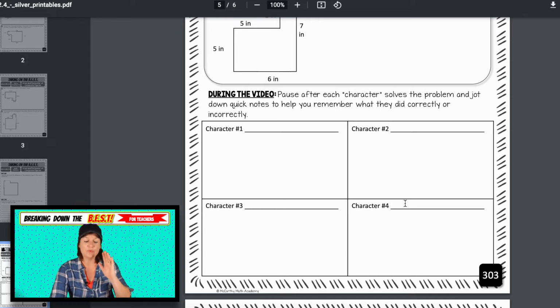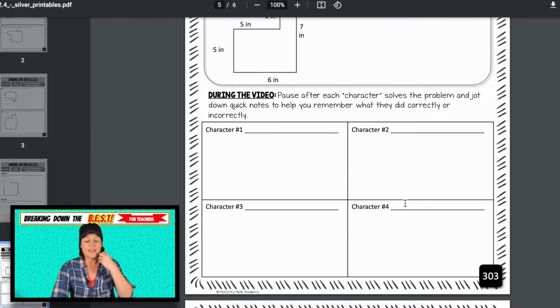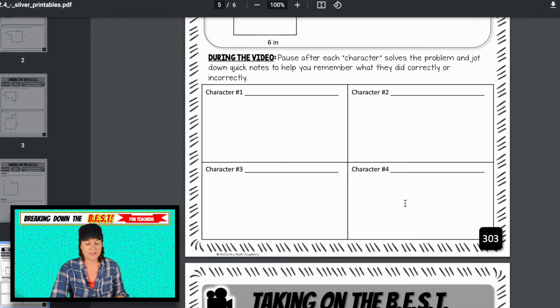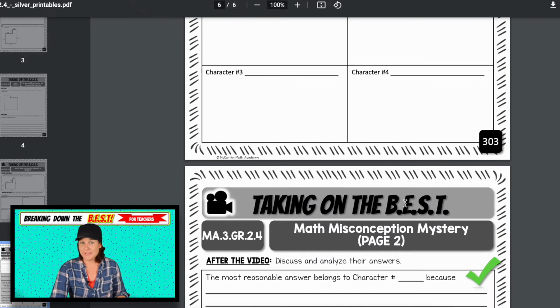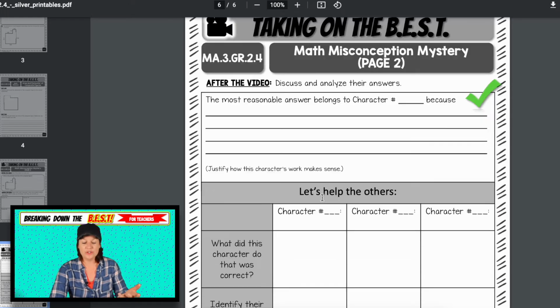So they really have to analyze what each character is saying, think through it, and verbalize what's happening too. It's great for math discourse and group discussions and friendly debates, because sometimes students will hear things that others don't hear, and it's really, really cool. Then your students can complete the detective report on page 2.